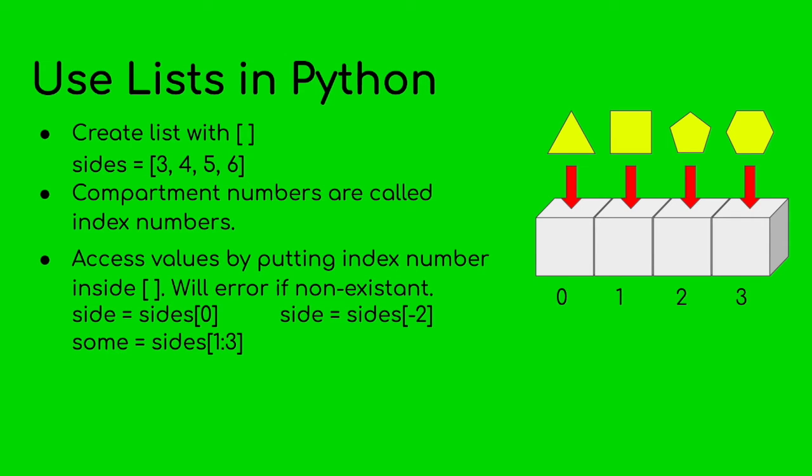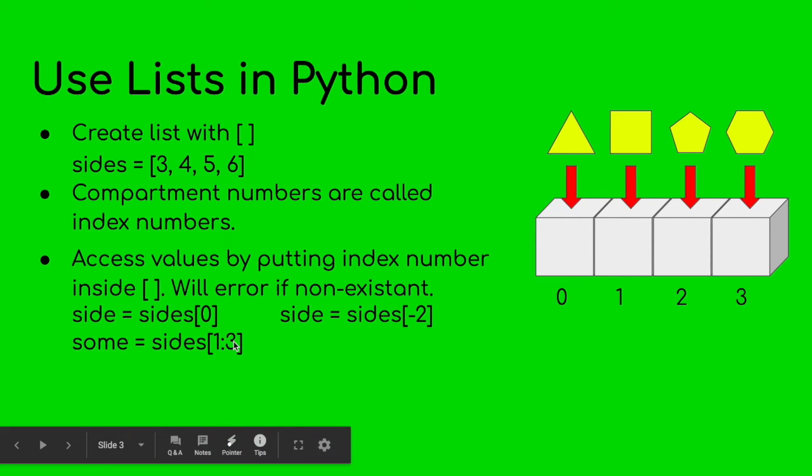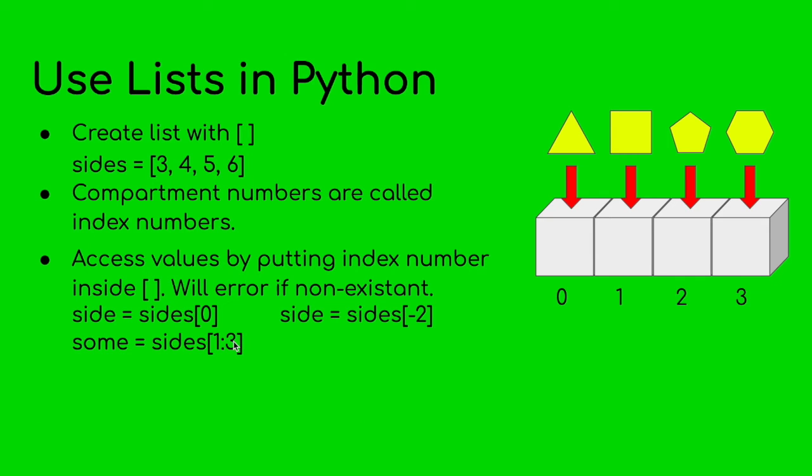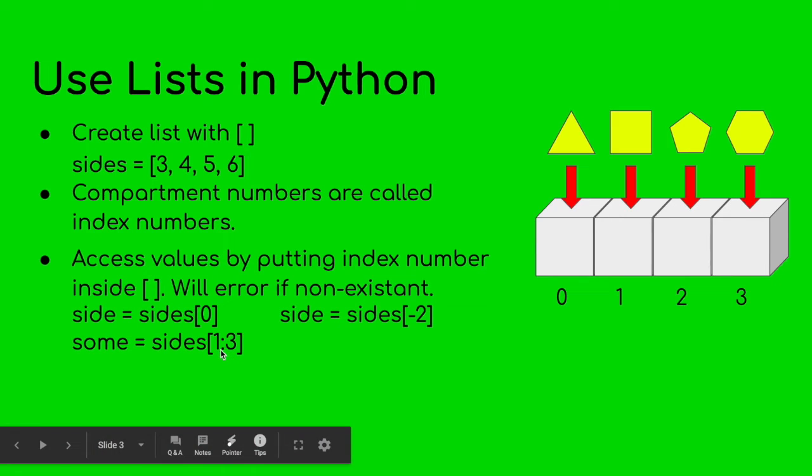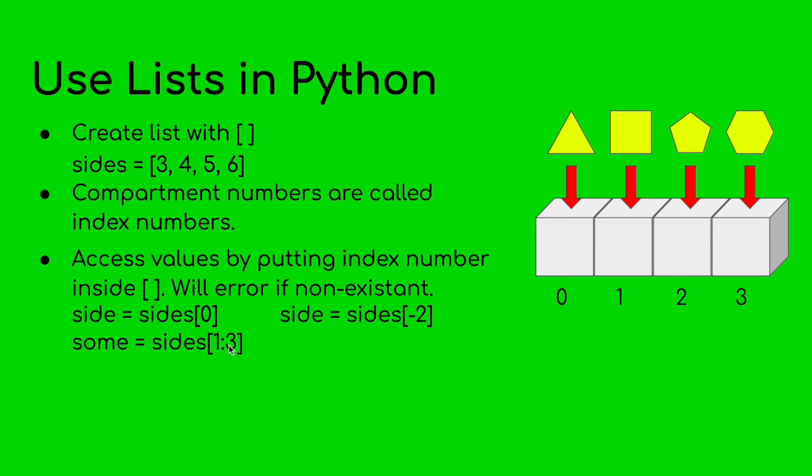Then you can also put a range inside of your square brackets. This will return the range from 1 to 3, and it will actually return a list of the values. Well, actually, the last value you put will not be included. So this will go from index 1 to index 2, and then not to index 3.